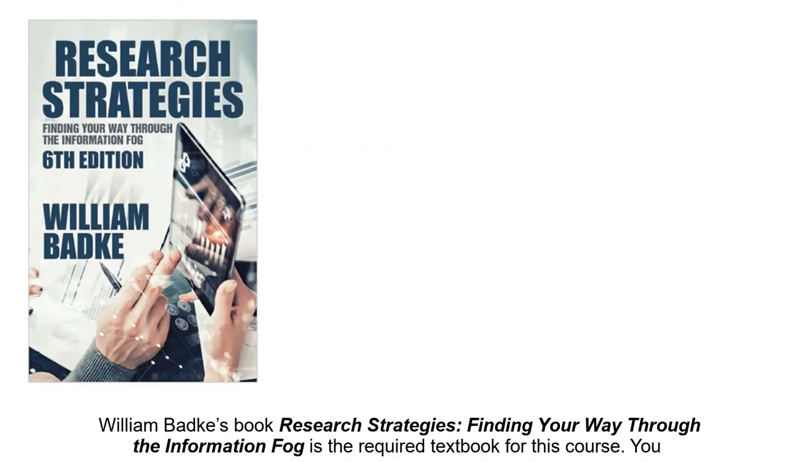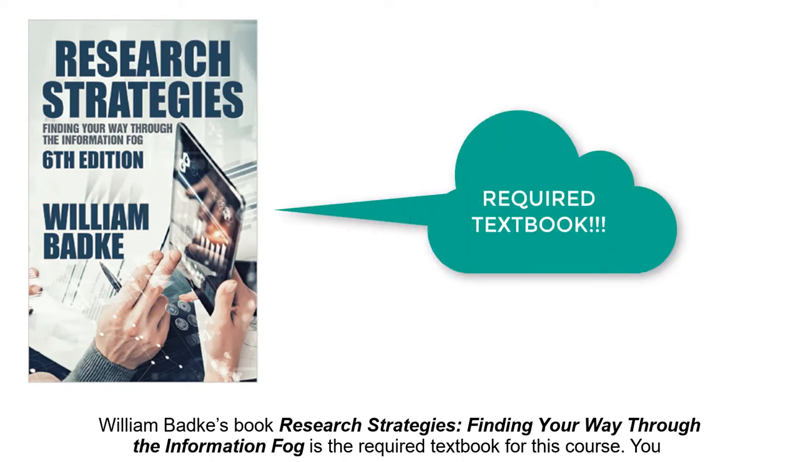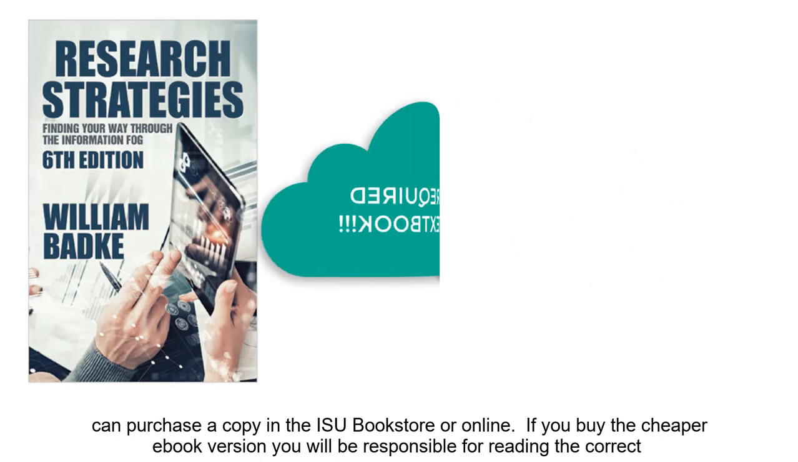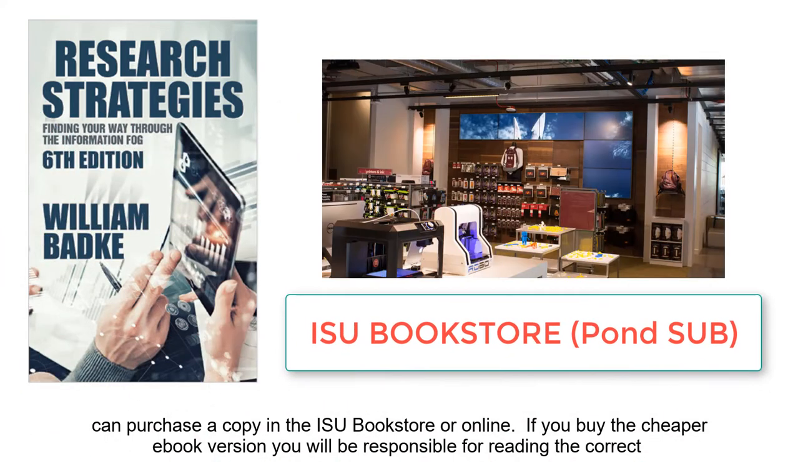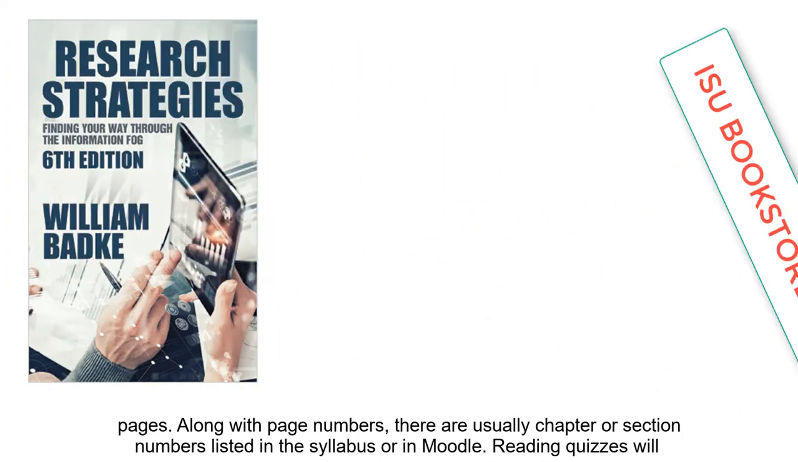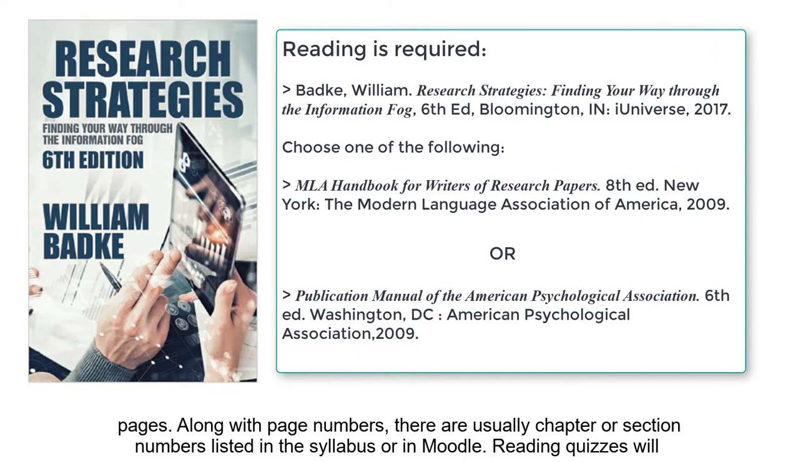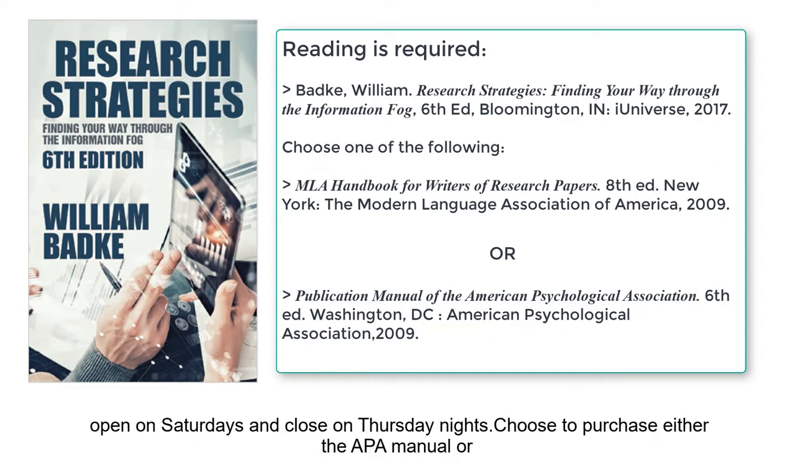William Bagke's book, Research Strategies: Finding Your Way Through the Information Fog, is the required textbook for this course. You can purchase a copy in the ISU bookstore or online. If you buy the cheaper ebook version, you will be responsible for reading the correct pages. Along with page numbers, there are usually chapter or section numbers listed in the syllabus or in Moodle. Reading quizzes will open on Saturdays and close on Thursday nights.